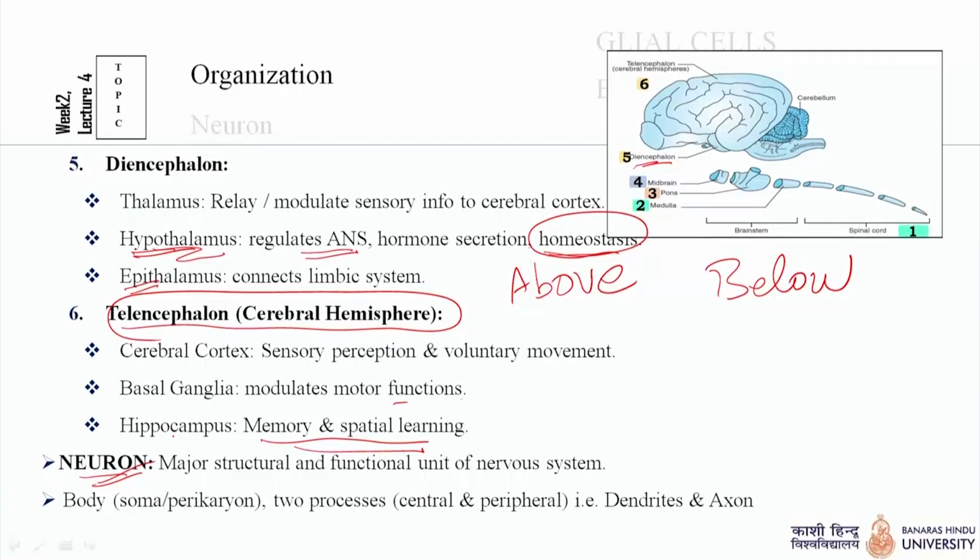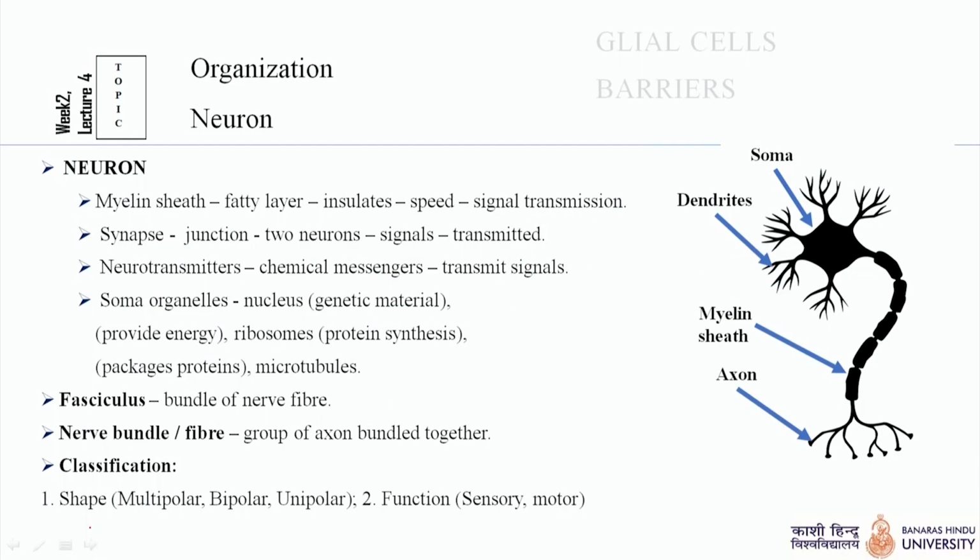Remember that. So, coming to the parts of the neurons. The neurons have a soma. It is also called perikaryon or neuronal cell body. These are all the other names of the neuronal cell body, that is, soma or perikaryon. Now this perikaryon will have two processes. One process is called the central process and the other is called the peripheral process.